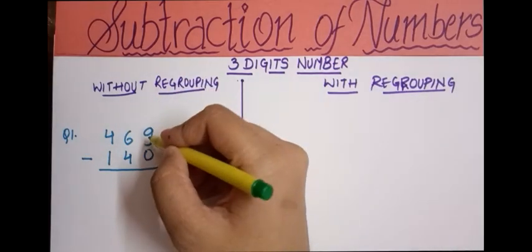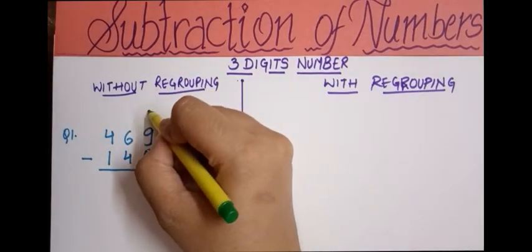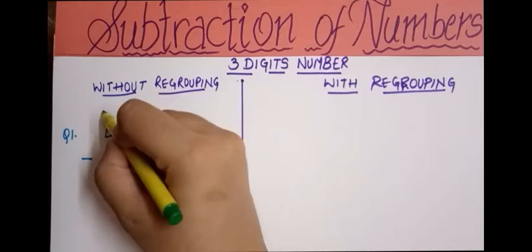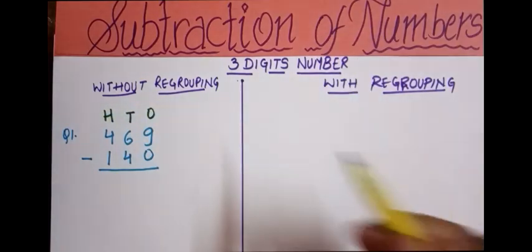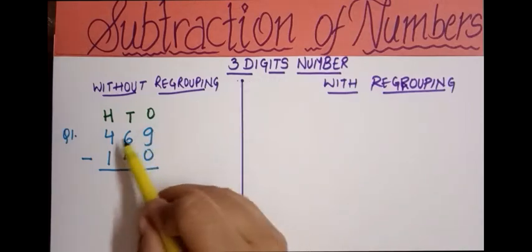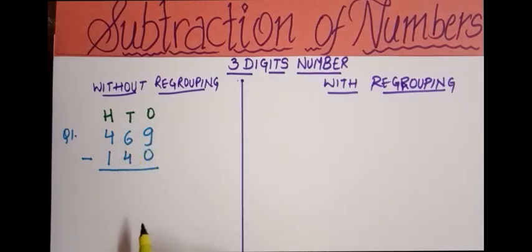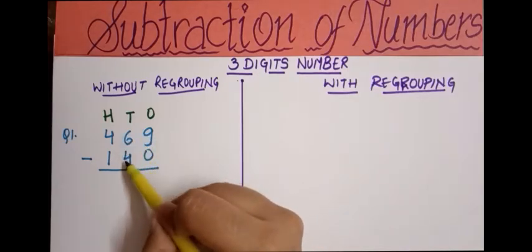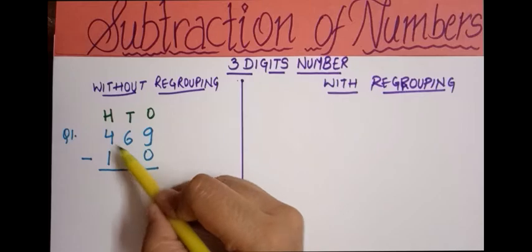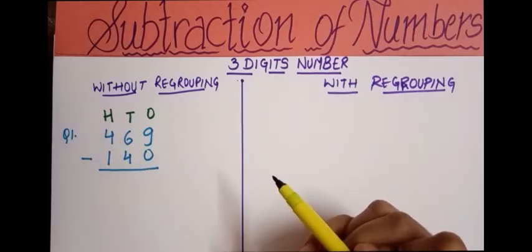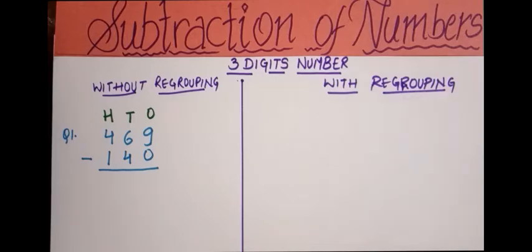So here 9 is on the ones place, then 6 is on the tens place, then it is the hundreds place. Whenever a 3-digit number is there, it will go up to the hundreds place. It is important that you write one digit below another, like ones below ones, tens below tens, and hundreds below hundreds. Otherwise there will be a mistake in getting the answer. Okay, so after this, let's see how we can do it.